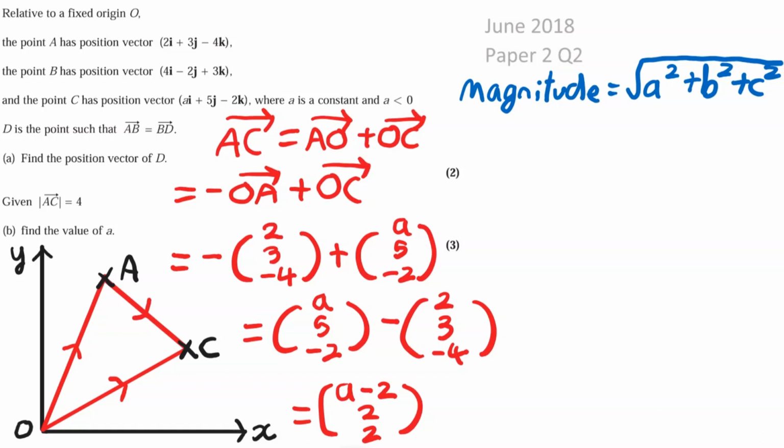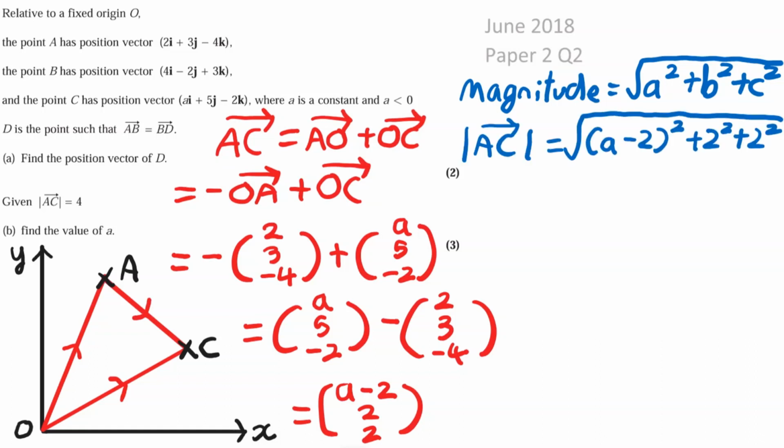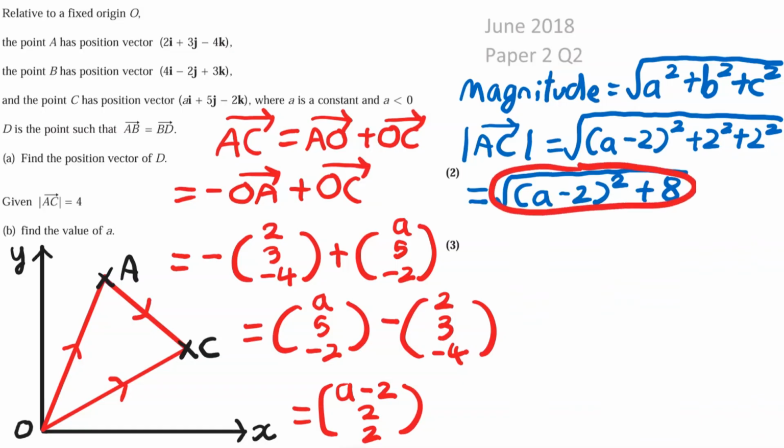So the magnitude of AC is equal to these three numbers squared: a minus 2 squared, plus 2 squared, plus 2 squared, all square rooted. 2 squared is 4, so 4 plus 4 is equal to 8. This magnitude, we're told in the question, is equal to 4. So we've got this equation: the square root of (a minus 2) squared plus 8 is equal to 4, and we can rearrange this in order to find the value of a.